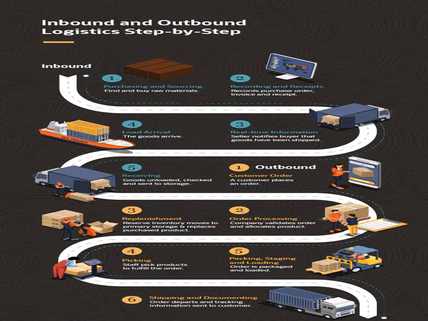The fourth step is picking. Picking means we pick the products to fulfill the orders. And the next step is that we pack, we put the order for loading, and then the next is the loading, and then we start shipping and documenting the order for our customer.